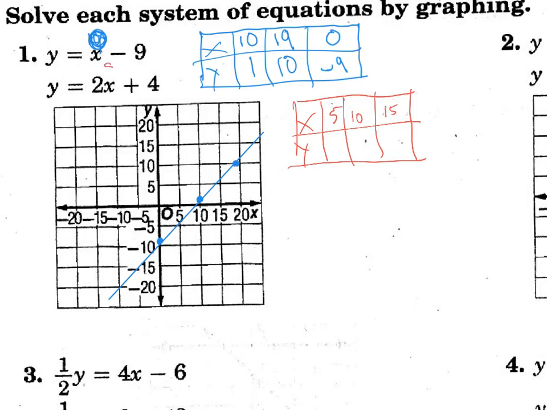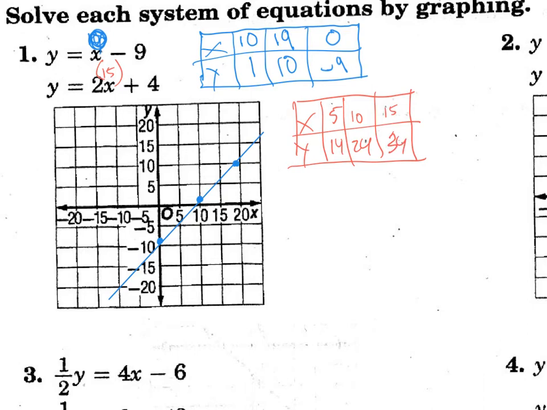So notice if I put a 5 in here for this x, 2 times 5 is 10, plus 4 is 14, right? All right, let's erase that 5, and let's put a different number in for x this time. Let's put 10 in for x right here. 2 times 10 is 20, plus 4 is 24, okay? And let's put a 15 in there for x. 2 times 15 is 30, plus 4 is 34, okay?